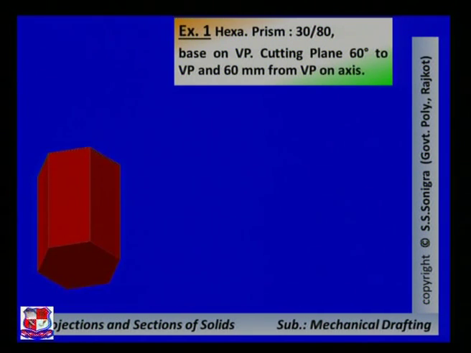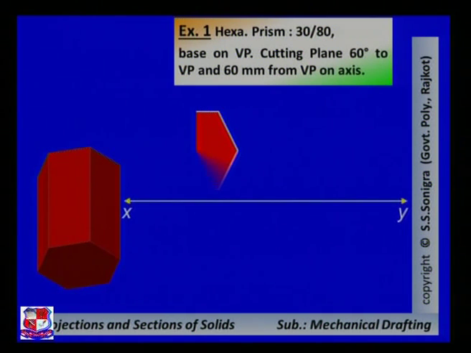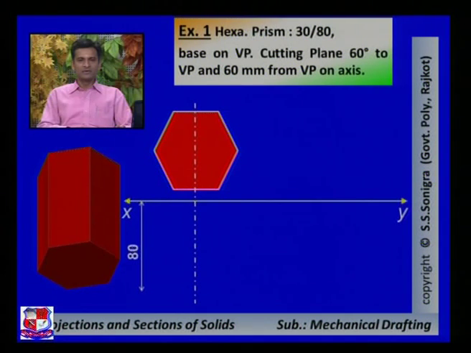Whenever you solve any problem, first you should write the brief data and think about the given condition. Here the base is on the vertical plane, hence first we draw the XY line that represents the intersection of HP and VP, and draw a hexagon above the XY line like this, with two sides parallel to the vertical plane, and then draw its axis. The height of this prism is given as 80 mm, side length is 30 mm.